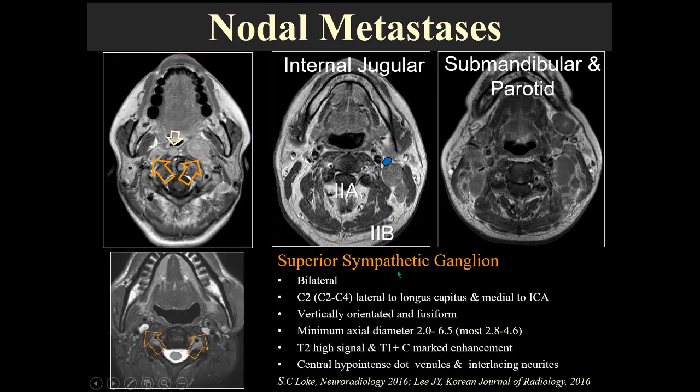The other problem we've had is that we're now aware of the superior sympathetic ganglia. They're usually bilateral, usually at C2, and they are vertically orientated. They tend to have a higher signal and more enhancement than nodes. Although they can be large, most are actually less than 5 millimeters in minimum dimension, so they don't usually cause us a problem in calling them metastatic nodes. The other clue is they often have a little dark spot in them, which is considered to be little venules or interlacing neurites. So these are the superior sympathetic ganglia.